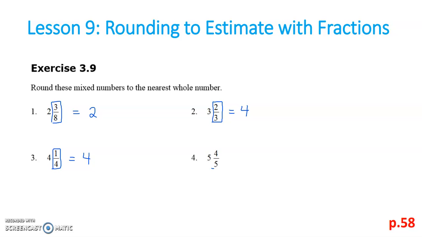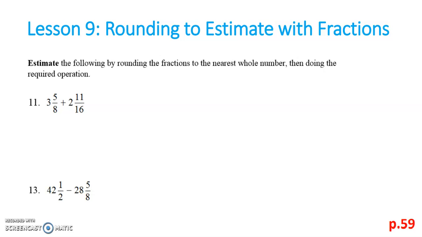And for number 4, we have 5 4/5. 4 out of 5 on a quiz is good. That's at halfway, and greater than halfway, of course. So that fraction is strong enough to push the 5 up to a 6. Remember, when you're asked to round the fractions and then do the operations, you don't have to solve the actual. We haven't learned how to add and subtract fractions yet, so we're just going to get the estimates here.